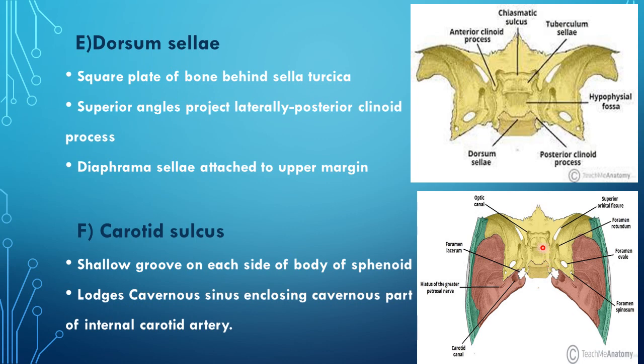When you trace this depression, or the sulcus, posteriorly, it reaches up to the foramen lacerum. This is the foramen lacerum. So when you trace the carotid sulcus posteriorly, it reaches up to the foramen lacerum.